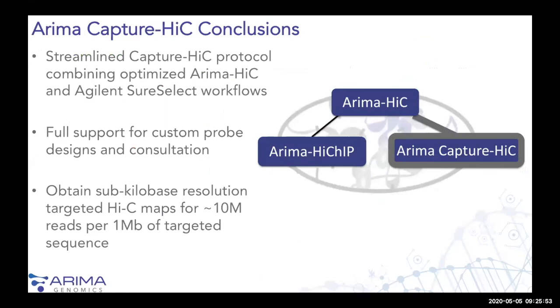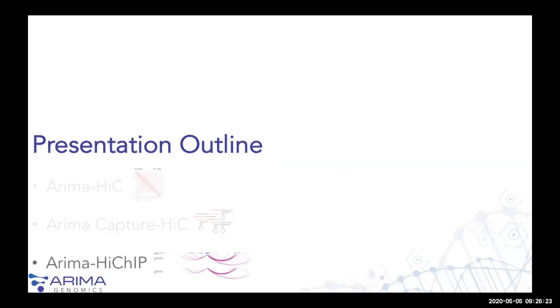So for Capture-HiC, just in summary, we've developed a streamlined Capture-HiC protocol that combines Arima-HiC with Agilent SureSelect. We have full support, completely complementary, for probe design and experimental consultation. And here I've shown you how you can get sub-kilobase, ultra-high resolution targeted HiC maps around your genes of interest for approximately 10 million total raw reads per megabase of targeted sequence.